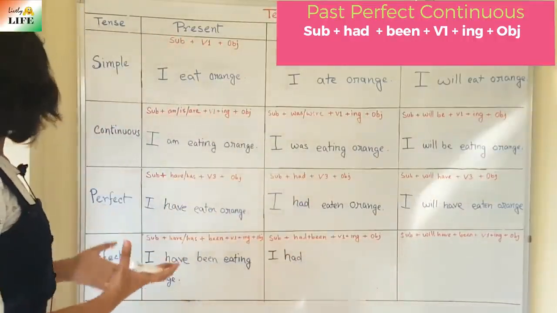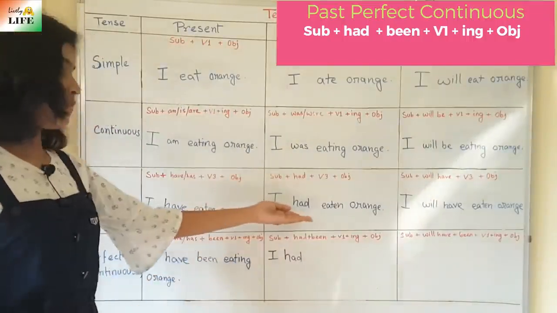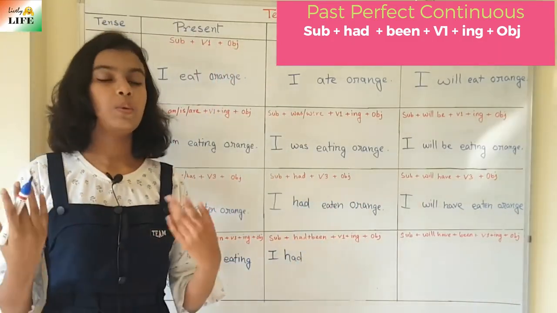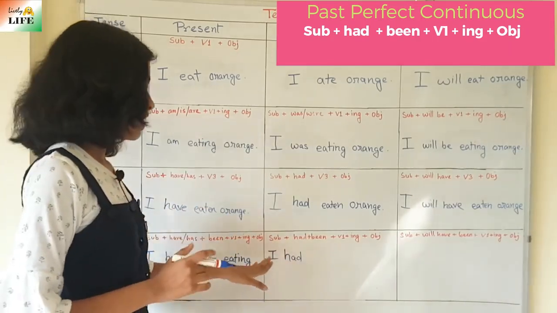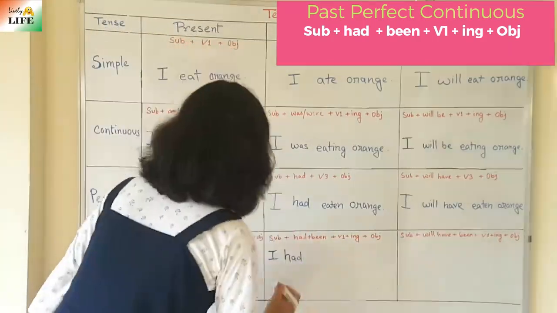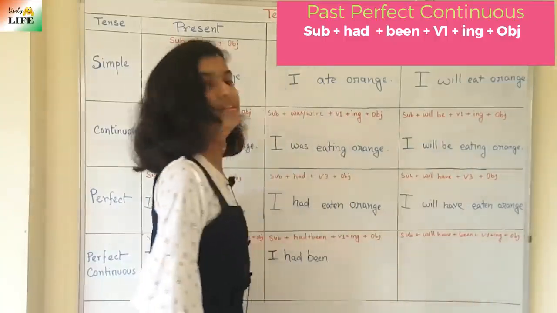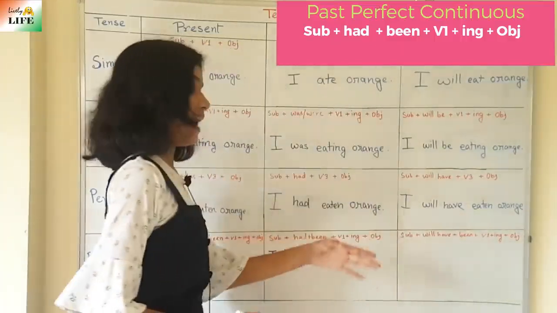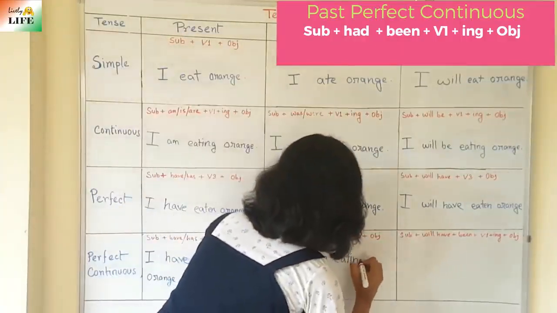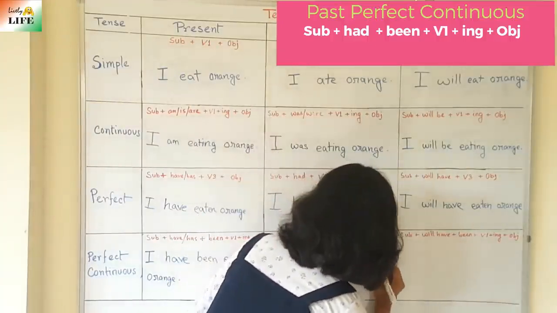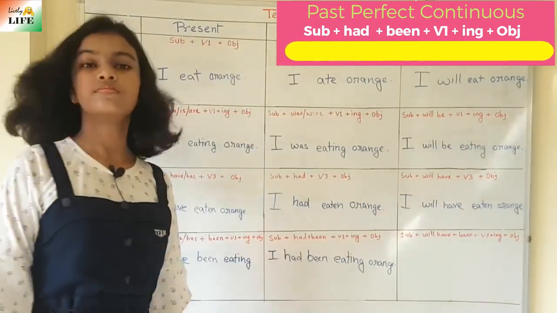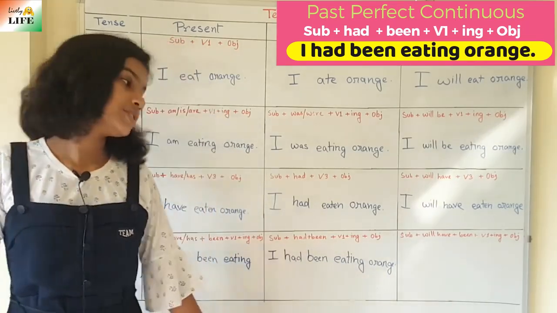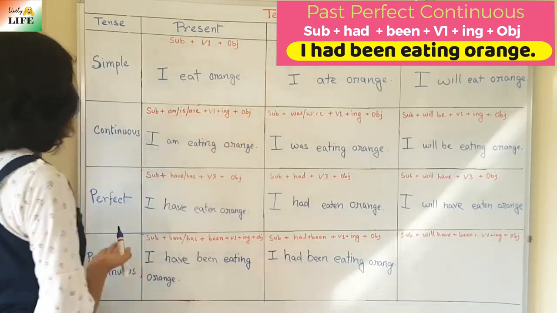So it is also the same as past perfect tense, as we use had after everything, right? After he, she, it. So over here too, after I, we, he, she, it, we use had. I had, then been. I had been. Verb 1 is eat, then ing, so eating, then object. I had been eating orange. So this is in past perfect continuous tense.